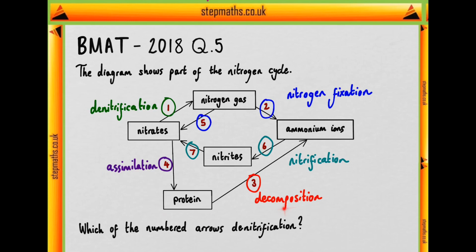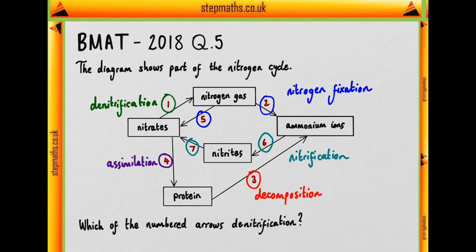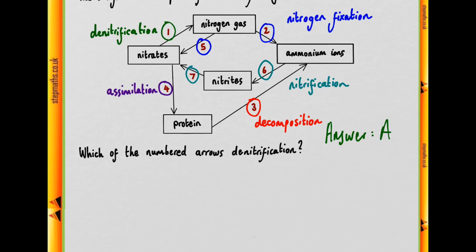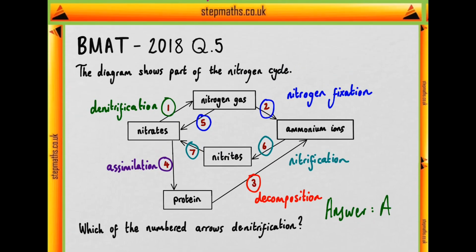And if you were to identify all of these processes, you would think intuitively that the denitrification process would be the removal of nitrogen from the soil, which is done by nitrates converting into nitrogen gas. So our answer is option 1, which relates to answer A.